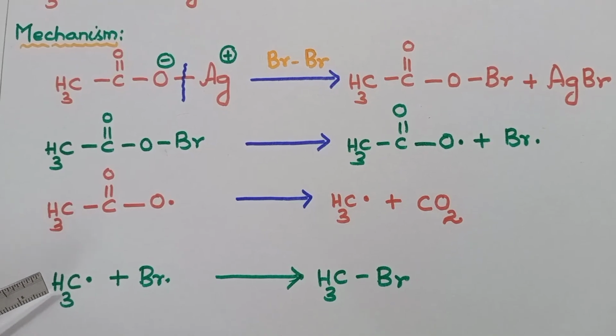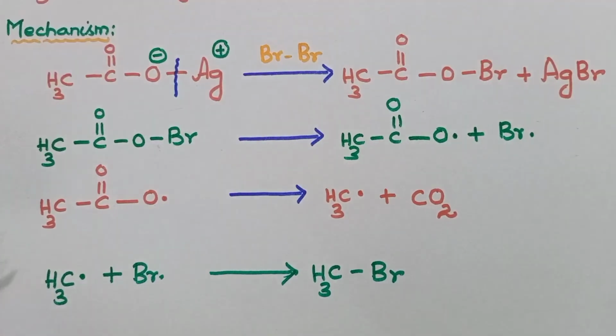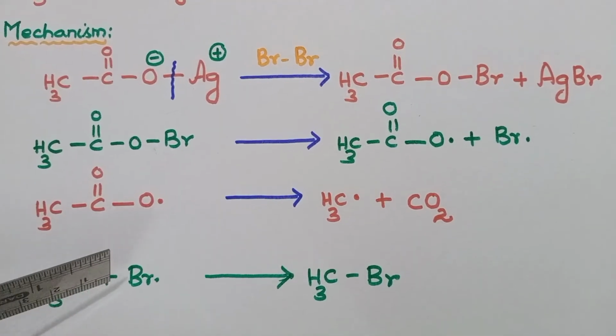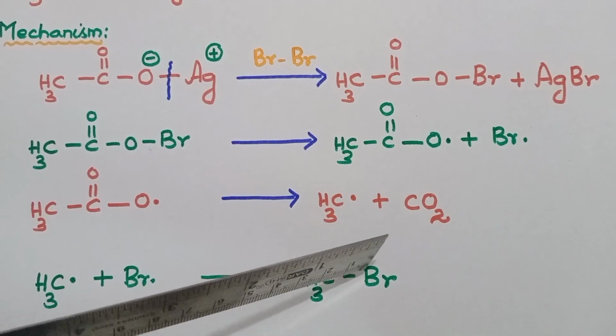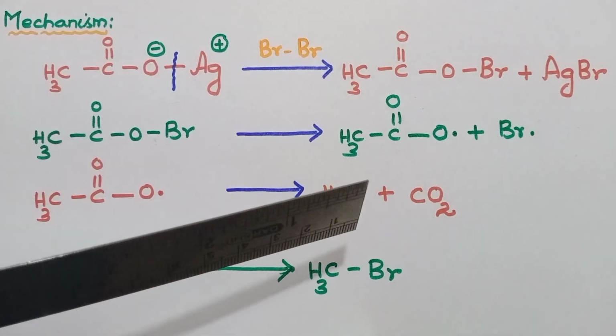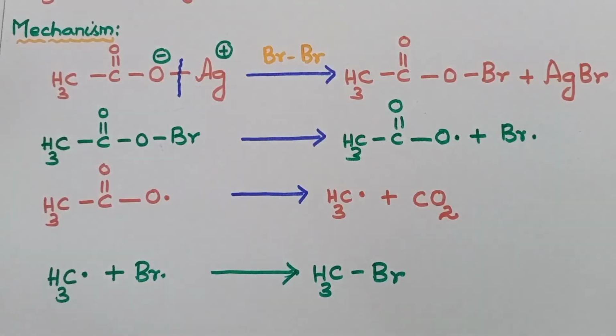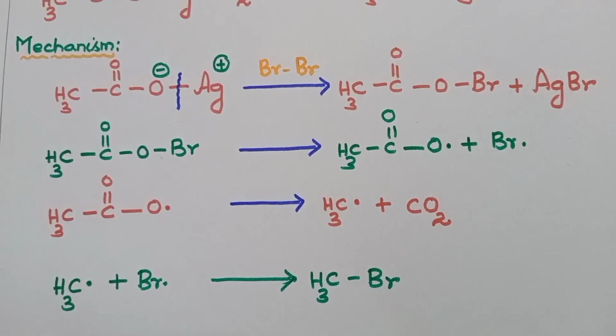In the final step students, this CH3 free radical reacts with this bromine free radical. So CH3 free radical plus Br free radical comes out as CH3Br. This is the main product of Hunsdiecker reaction. Okay students, you understood? So these are all the steps involved in Hunsdiecker reaction.